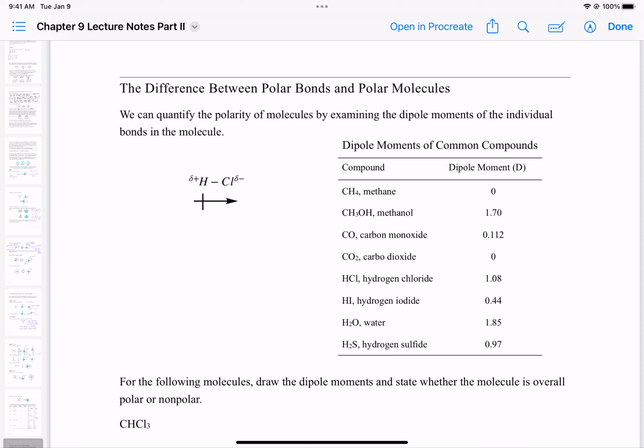So now let's talk about how we predict polarity looking at the Lewis structure of a compound. We can quantify the polarity by looking at where the dipole points. A dipole is a separation of charge within the molecule. One end of the molecule is partially positive, and the other end is partially negative.